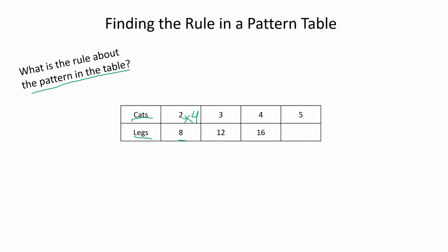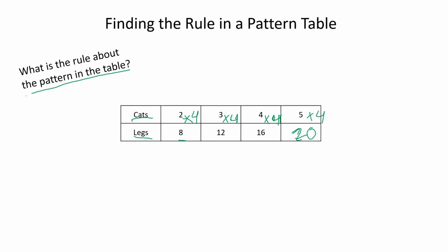Let's try it with 3 cats. 3 times 4, that equals 12. Okay, and let's try it with my 4 cats. 4 times 4. 4 times 4 does equal 16. So to find my missing number here, 5 cats, I would do 5 times 4. Well, 5 times 4 equals 20. So the missing number would be 20 legs.